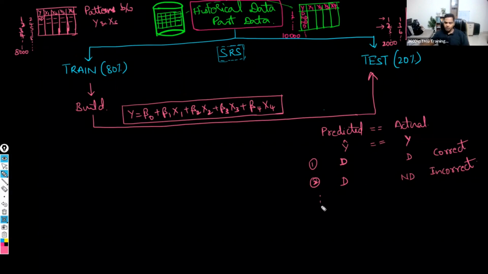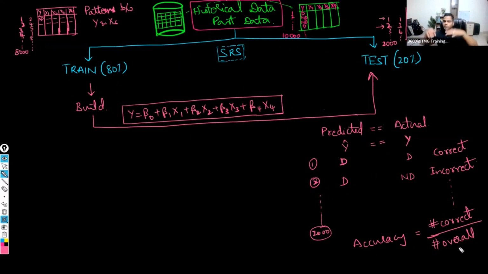In that way, for all of these 2000, you get to know how many are correct and how many are incorrect predictions. And if you want to calculate the accuracy on the test data, you just look at how many times your model has correctly predicted. Number of correct predictions divided by overall predictions.